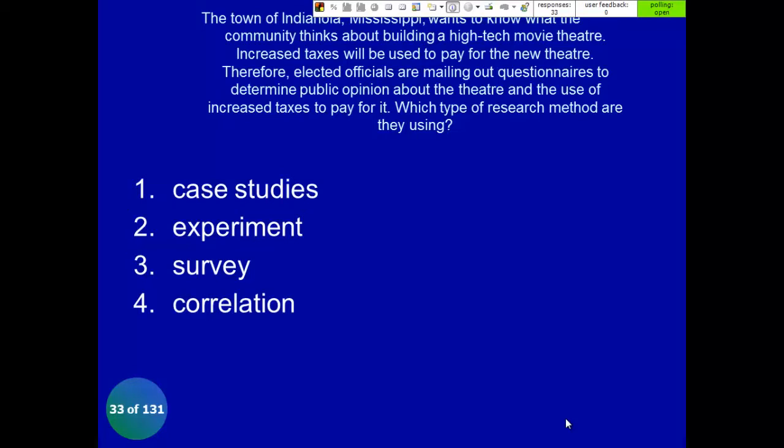So this is where your vocabulary comes in. So what else is another word for a questionnaire that we covered? And it's listed right up there. So hopefully you get this all right. All right, so why don't you put your answers in?